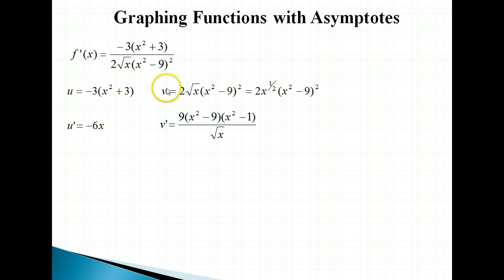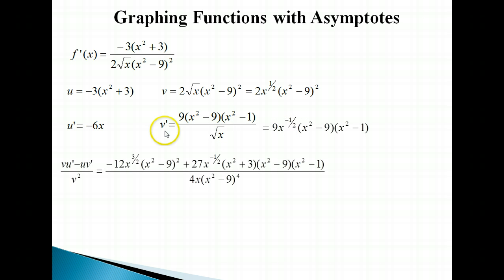Okay, so now what we want to do is go back to trying to find our second derivative, because all we've done so far is find the derivative of the numerator and the denominator separately. So this is going to be a quotient rule. What I did was simplify v prime. I just rewrote it so I have the square root of x as x to the negative 1/2. A little bit easier to work with.